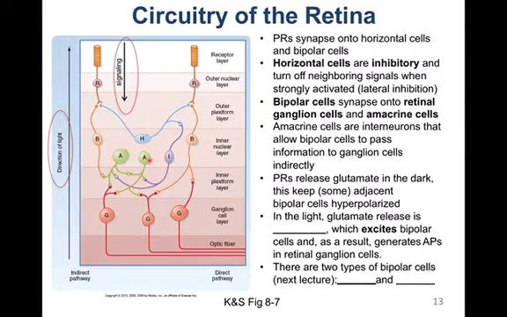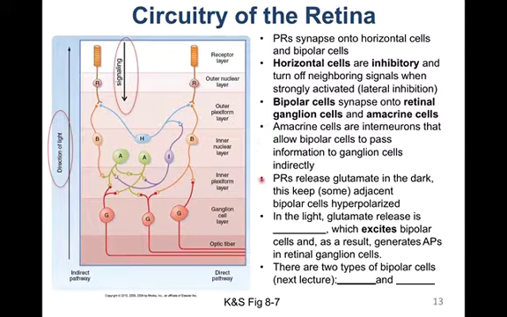You know that they're there. You know that they can fire action potentials. You know that they are interneurons, but you don't need to worry about them any more than that. Okay, so the key cells, the photoreceptors, the bipolar cells, the horizontal cells, and the retinal ganglion cells are the ones we're going to talk about in depth.